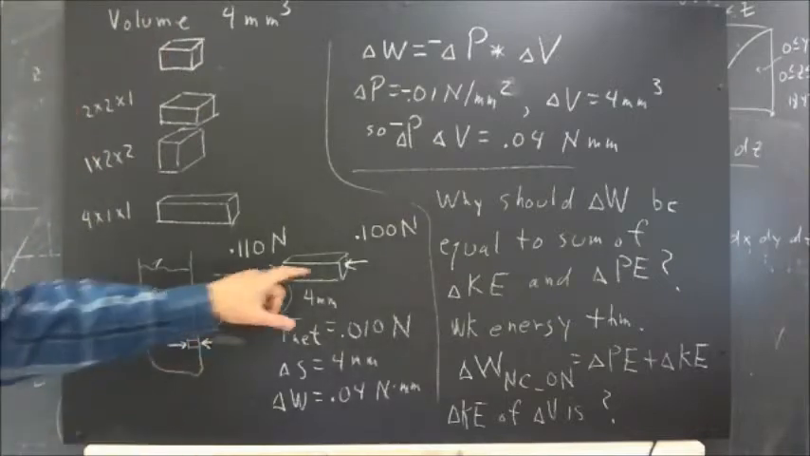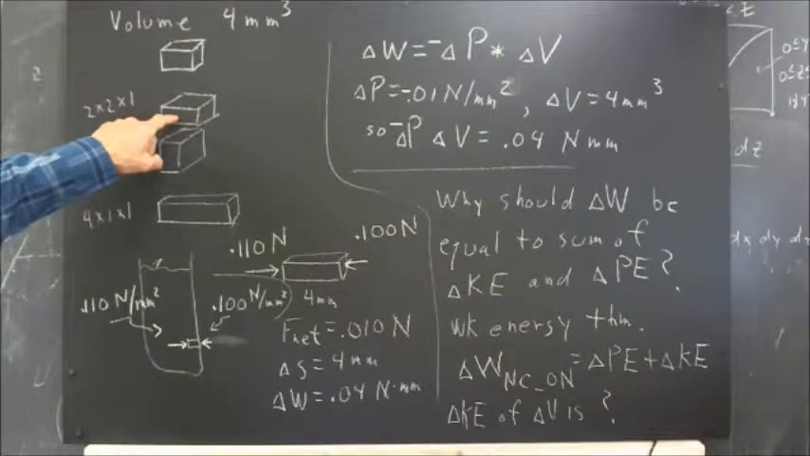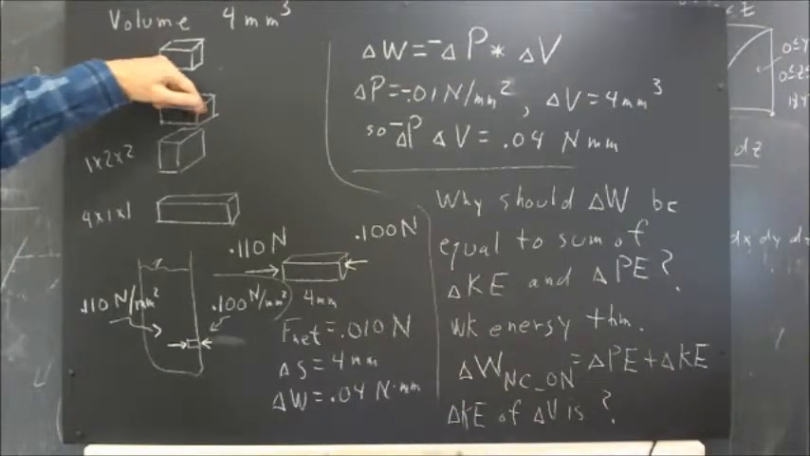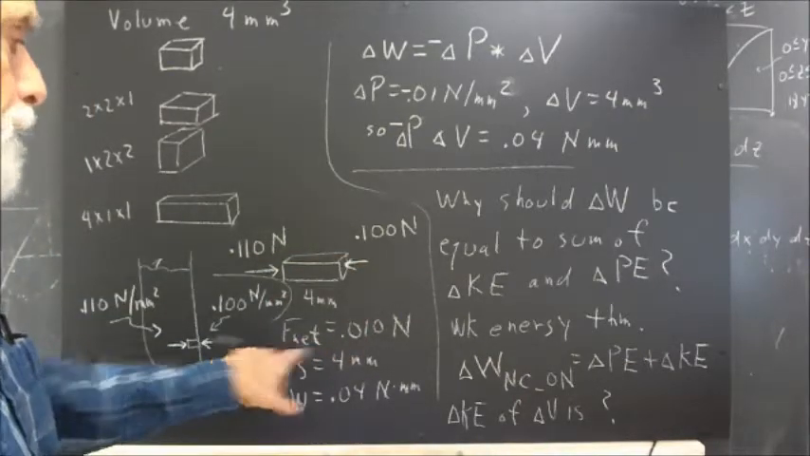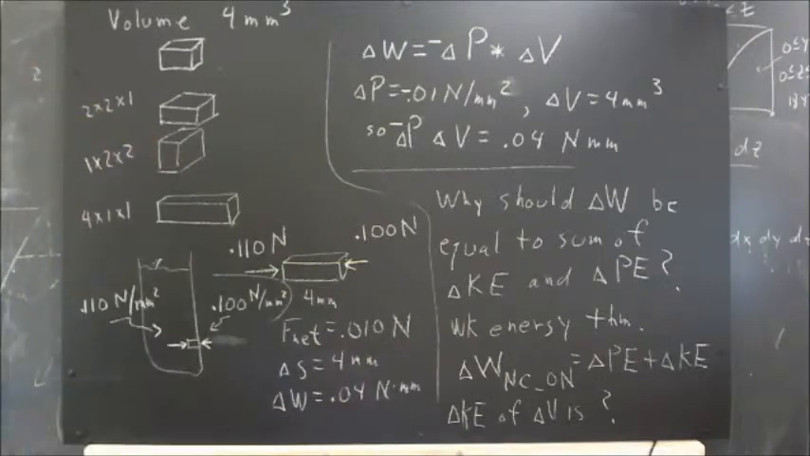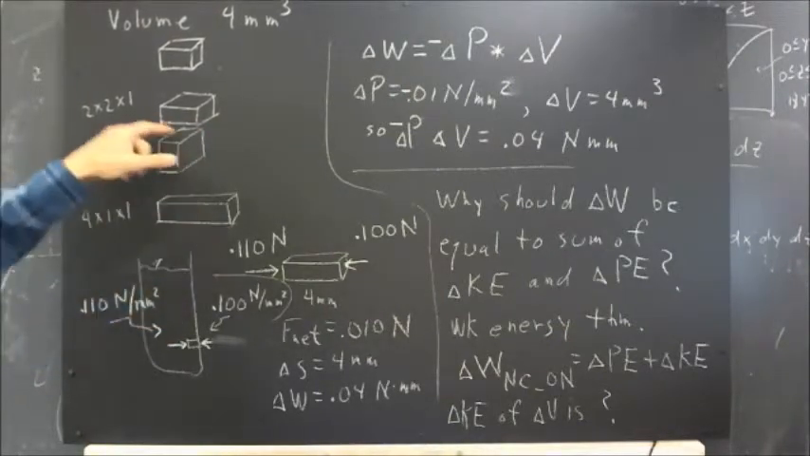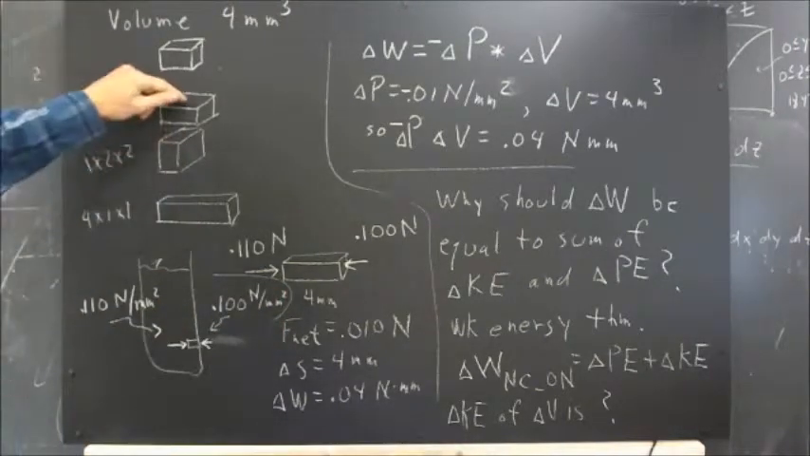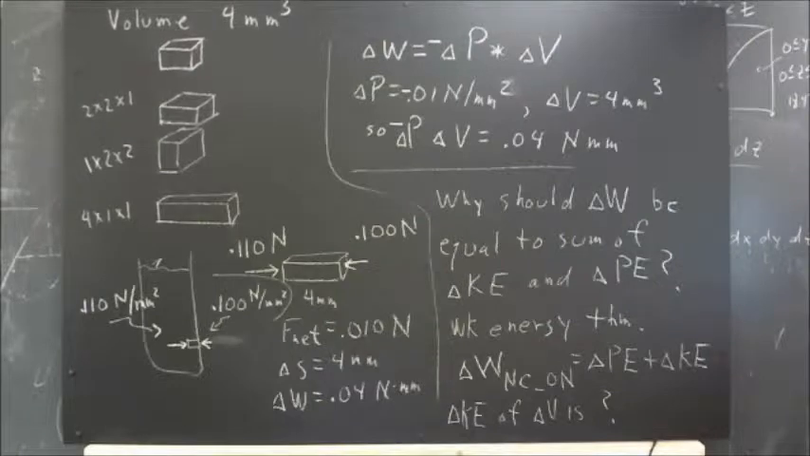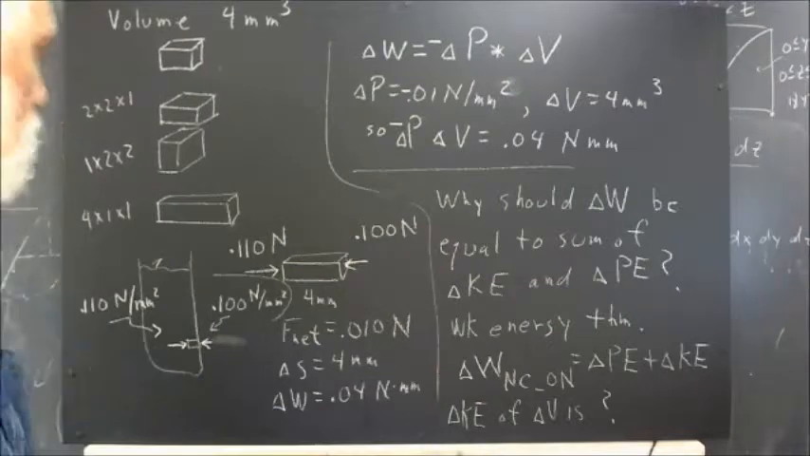Now, that's if we have this shape. What if we have, say, this shape? Well, then we're going to have 2 square millimeters on each end. So we're going to have double the forces, which is going to give us double the net force. Isn't that going to give us twice the work? Well, no, because this thing is only 2 millimeters long as opposed to the 4 here. So it's got twice the force, but it's only exerted through half the distance, meaning that the work is going to be identical.